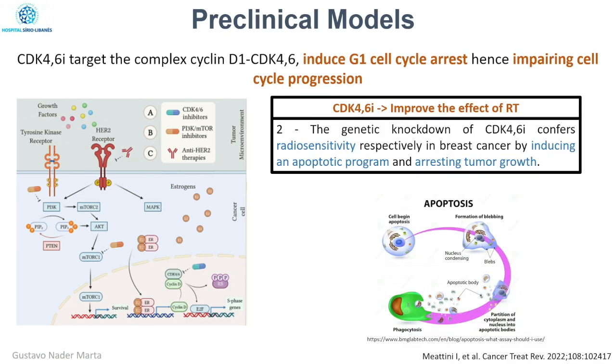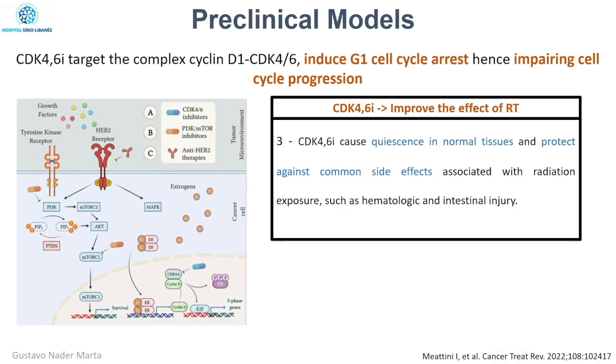The second mechanism is genetic knockdown of CDK inhibitors confers radiosensitivity in breast cancer by inducing an apoptotic program, arresting tumor growth. And finally, CDK inhibitors cause quiescence in normal tissue, protecting against common side effects related to the treatment.